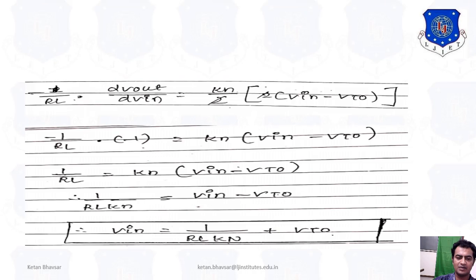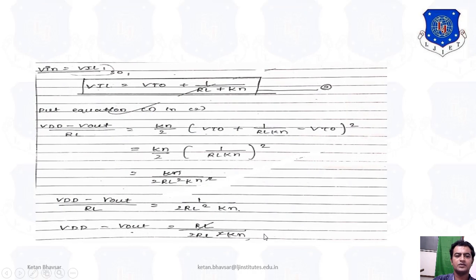So 1 divided by RL, because minus 1 into minus 1 upon RL is equal to 1 upon RL, is equal to Kn into V in minus VTO. So we put Kn down here. So V in is equal to 1 divided by RL Kn plus VTO. Similarly, V in is equal to VIL, so VIL is equal to VTO plus 1 upon RL Kn.